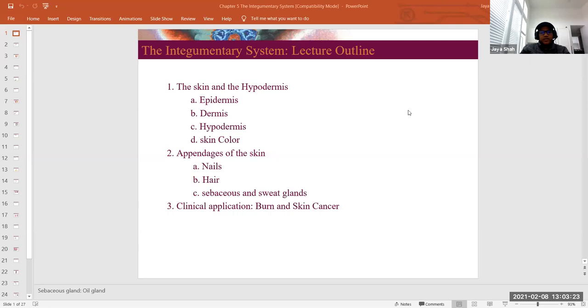Then we'll talk about some clinical applications of the integumentary system, that is burns and skin cancer, okay? So let's start.